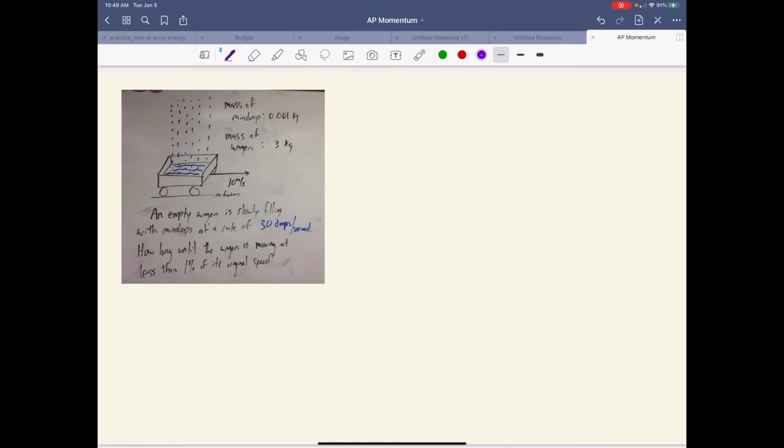Okay, so we'll be solving the second problem here. Here we have a cart that has an initial momentum and it's slowly filling with water. So of course this cart will slow down over time as a result of its increased mass. And the question here is how long until the wagon is moving at less than 1% its original speed.